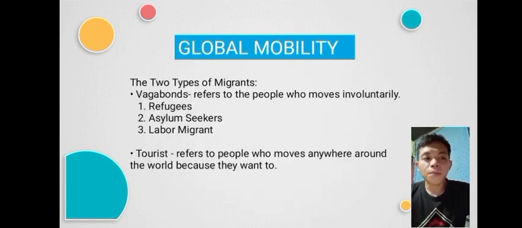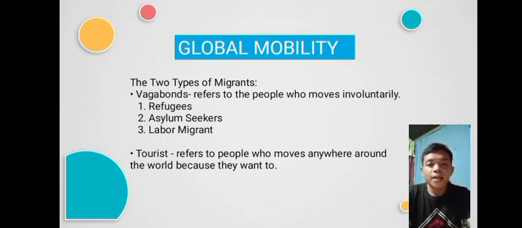Vagabonds refers to the people who move involuntarily, and it is classified into three. We have the refugees, where these people are forced to leave their homeland due to fear for their safety. Then we have the asylum seekers, who seek to remain in the country which they have fled. And we have the labor migrants, where these people are forced to search for work outside their home country to find better job opportunities. On the other hand, we have the tourists, who just want to move to where they want to go.